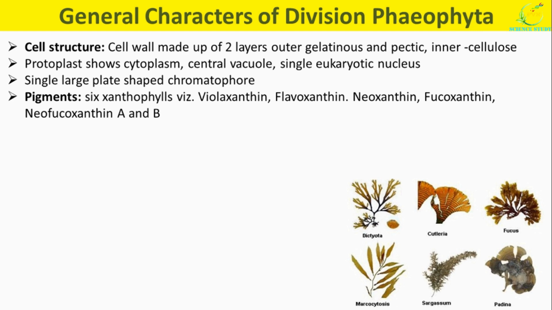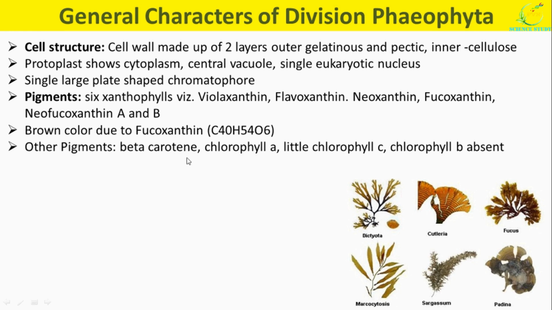Now we will see the pigments in Phaeophyta algae. Phaeophyta algae contain 6 xanthophylls. These are violaxanthin, flavoxanthin, neoxanthin, fucoxanthin, neofucoxanthin A and neofucoxanthin B. The golden brown color of the Phaeophyta is due to the presence of fucoxanthin, which has molecular formula C40H54O6. Apart from these, other pigments are beta-carotene, chlorophyll A, very little chlorophyll C, but chlorophyll B is absent in Phaeophyta.